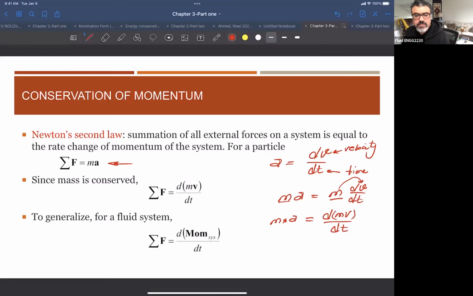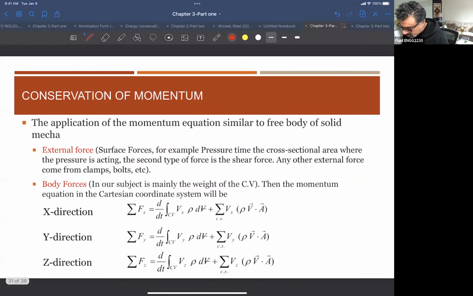mV is the mass times the velocity, which is what we call the momentum, okay? Which means that in this case, the summation of forces will be the change of the momentum of the system with respect to time. Okay, so this is just a basic definition of what acceleration means.